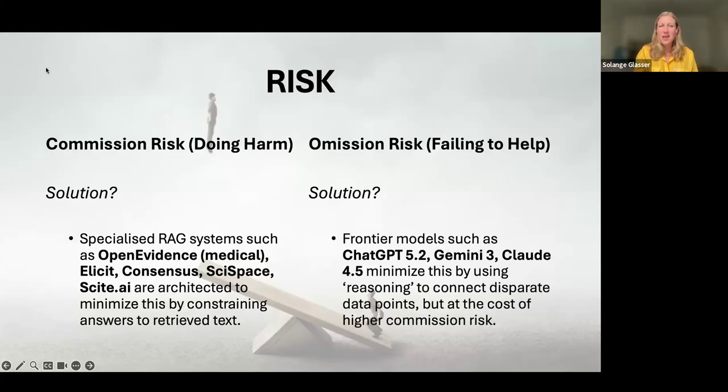Now, omission risk is actually the one you're probably the most familiar with. So you've got your ChatGPT, your Gemini, and your Claude, particularly these later models, right? They minimize omission risk by using what they're now terming reasoning. It's a bit of an anthropomorphic way of thinking about these LLMs, but what they do is connect really disparate data points. But this leads to a higher commission risk. So our ChatGPTs, our Geminis, and our Claudes are more likely to hallucinate and to give false citations, and these are generally the systems we tend to use, and sometimes we use them incorrectly. But our specialized RAG systems, like Elicit and Consensus, are not going to hallucinate, but what they're not going to be able to do is reason, okay?